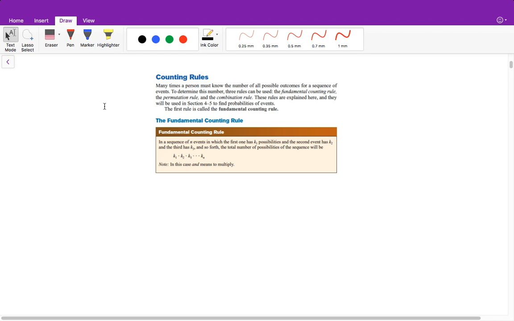All right, so we're now moving on to the next section of your book, which is going to be section 4.5. There are a few things that we're talking about here, and the first one is going to be the fundamental counting rule.